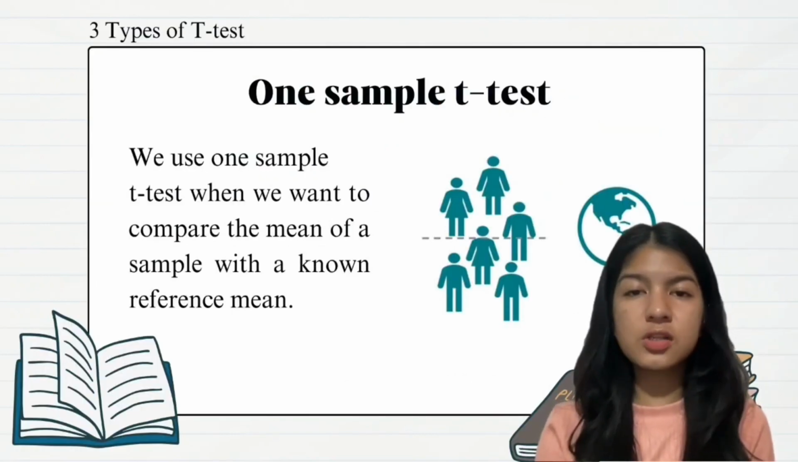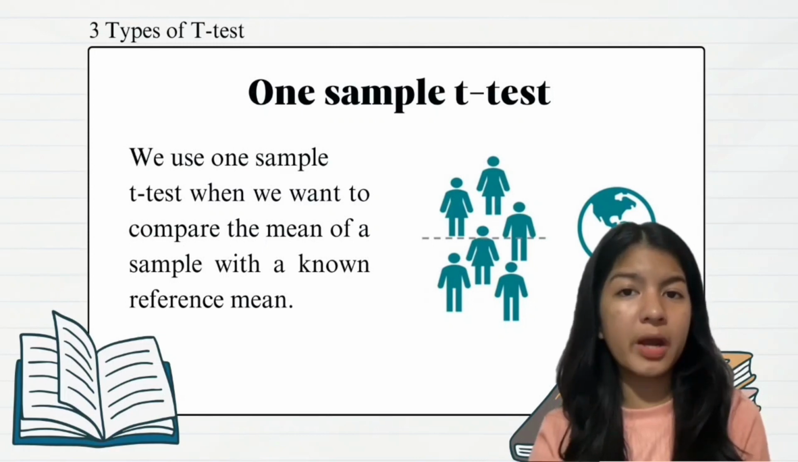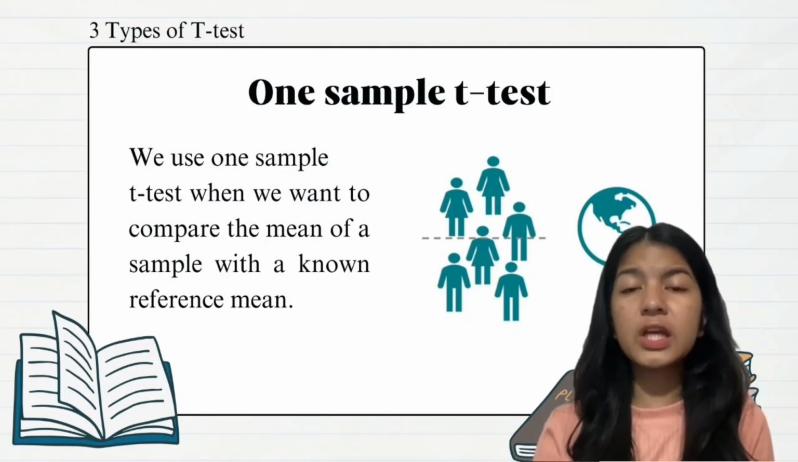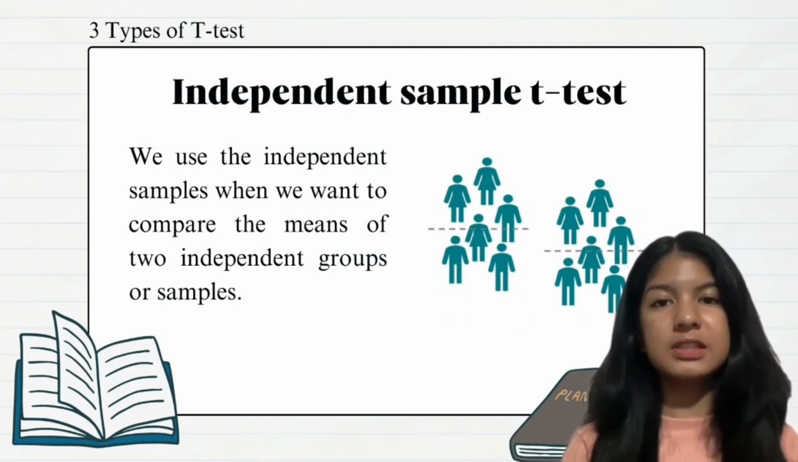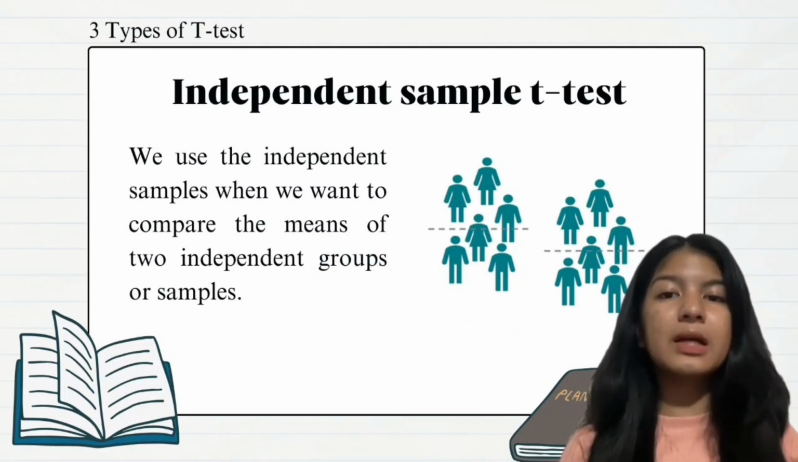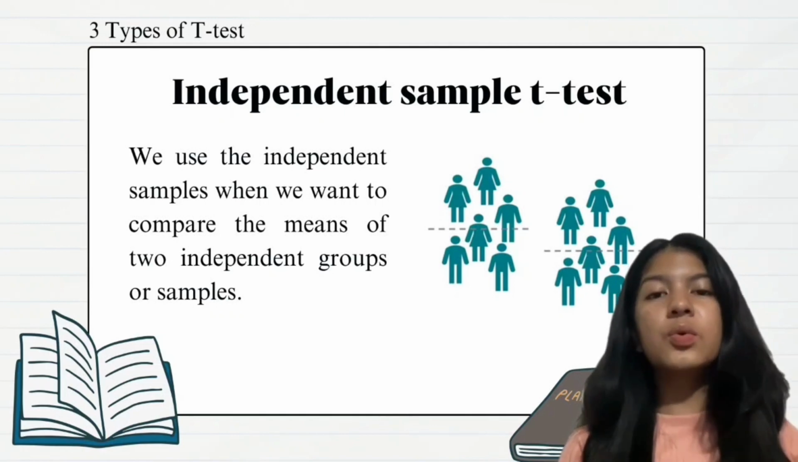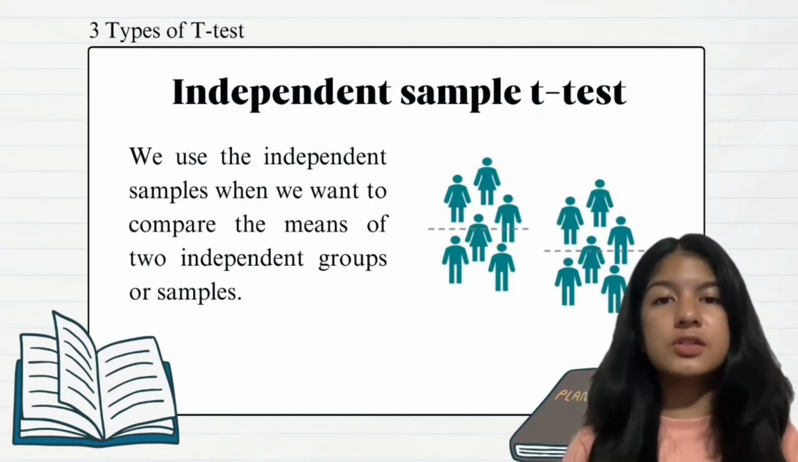We use the one-sample t-test when we want to compare the mean of a sample with a known reference mean. Next is the independent samples t-test. We use the independent samples t-test when we want to compare the means of two independent groups or samples.